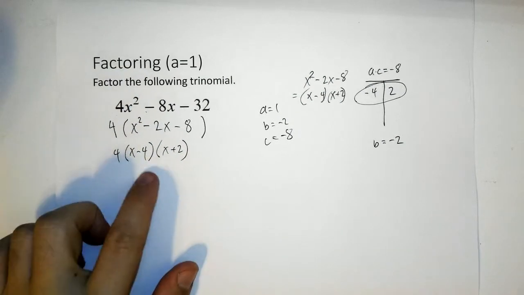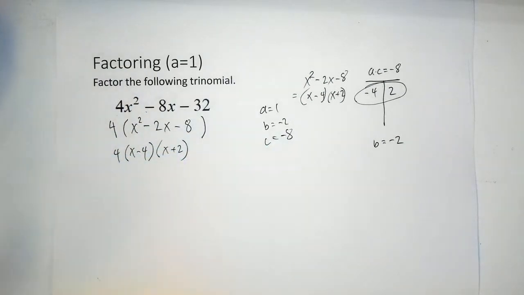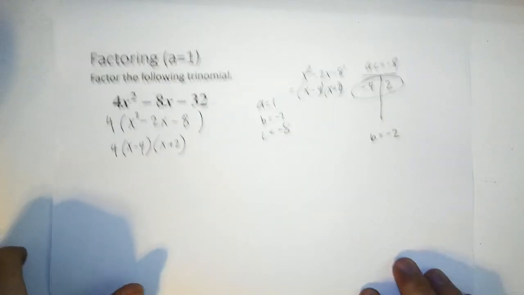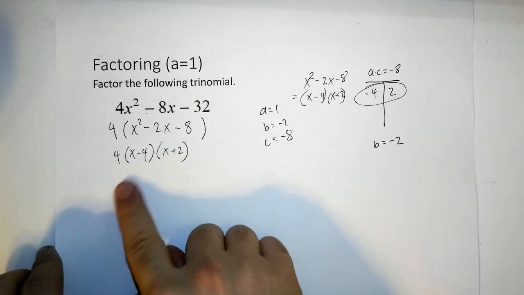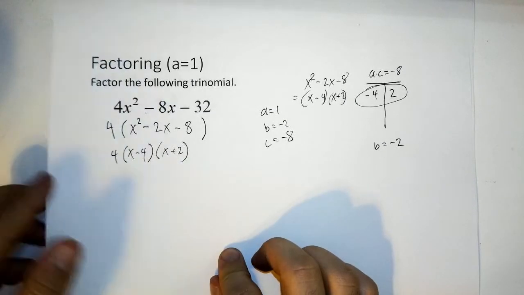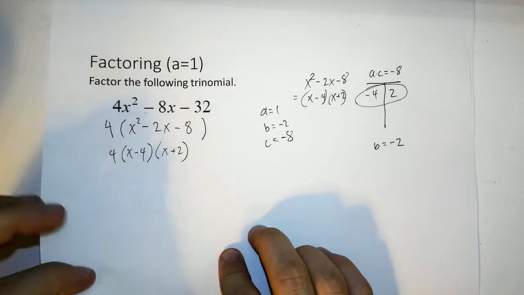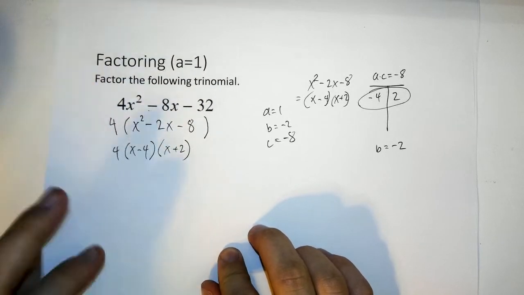Again, you could do your polynomial multiplication to prove that it works. I'm going to leave that to you at this point, just so we can keep on rolling. But you can multiply that to see that it works. Just don't do the FOIL method if you're going to do that. It would be kind of, how do you say, embarrassing.